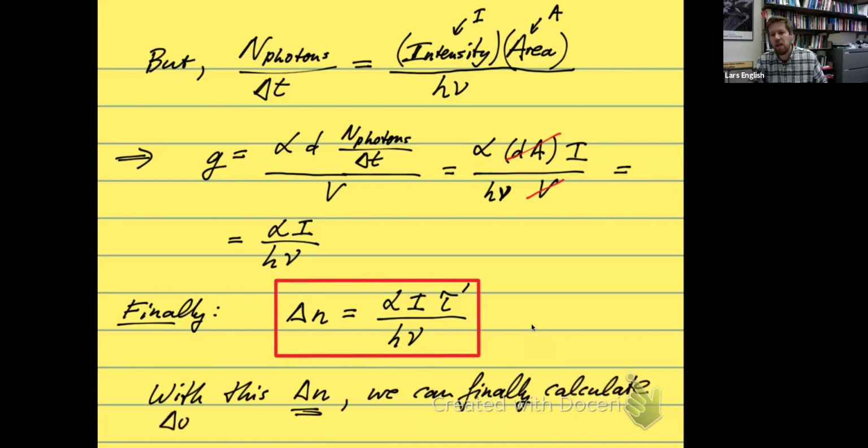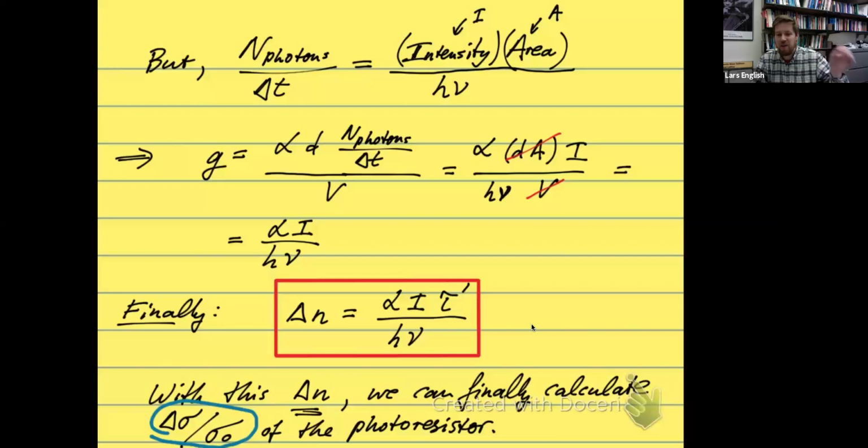And so with this delta n, we can then plug that back in, right? We can use that expression and substitute it into the original formula for the fractional change in conductivity, delta sigma over sigma naught. And we get a final answer out for our expected effect. We're getting an answer out for the change in conductivity, the fractional change in conductivity of the photoresistor, based on things that I can possibly measure.